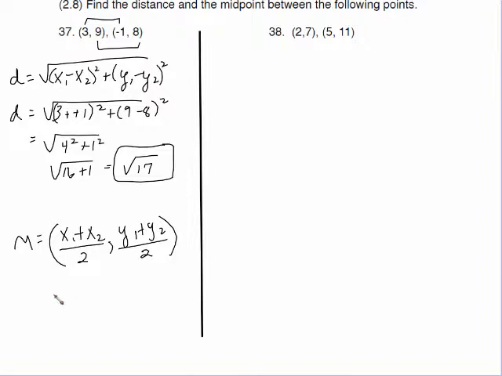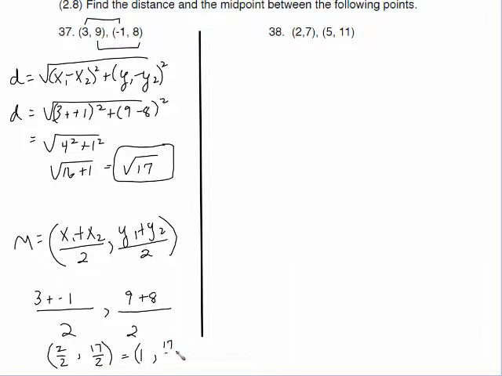Midpoint is a matter of the average of the x's and y's. So there's 2 on the bottom here, x1 plus x2, 3 plus negative 1, and 9 plus 8. 3 plus negative 1 is 2 over 2. 9 plus 8 is 17 over 2. And you can simplify this out. 2 over 2 is 1. You can leave the 17 over 2 as the fraction 17 over 2, or you can change it to the decimal 8.5.